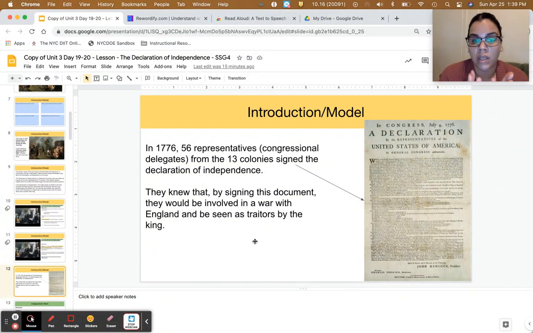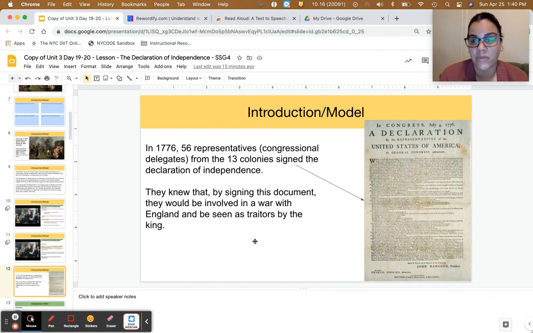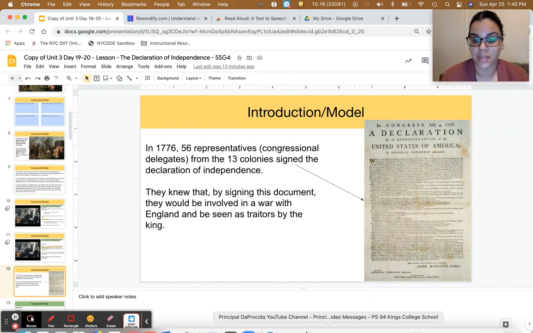So it's important to highlight to students why it was so difficult for Britain to just give up power, even though so much has happened in the past lessons between the British soldiers and the colonists. It was going to be very difficult for Britain just to agree to the colonists' terms.